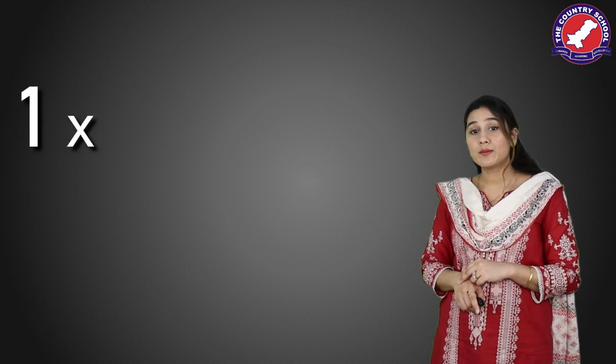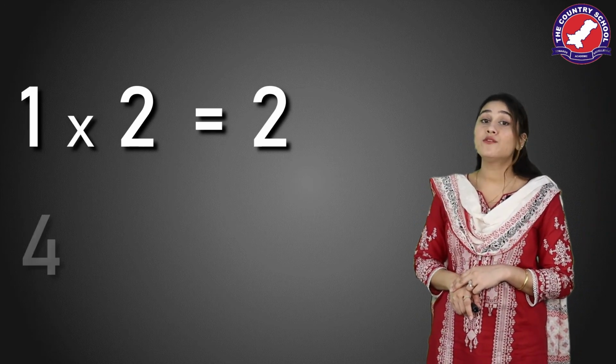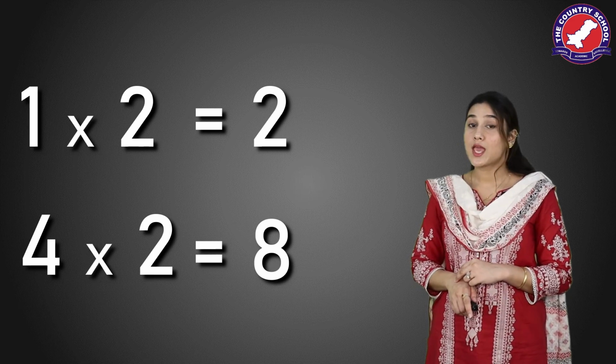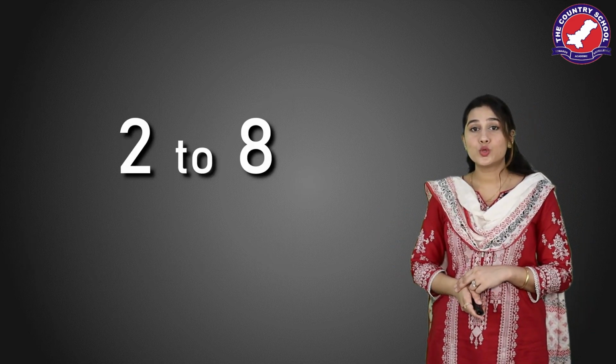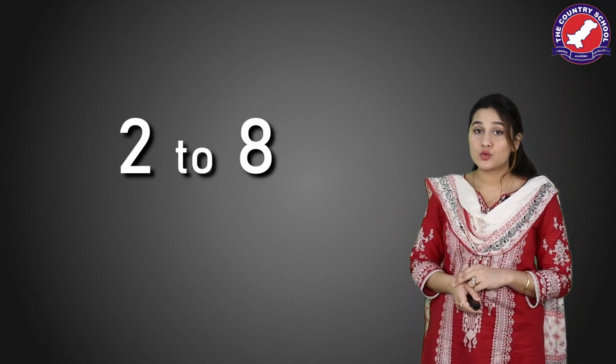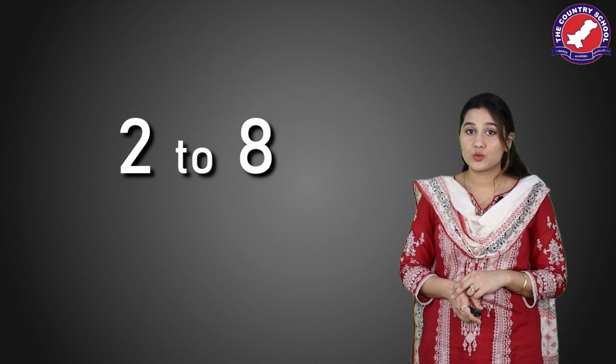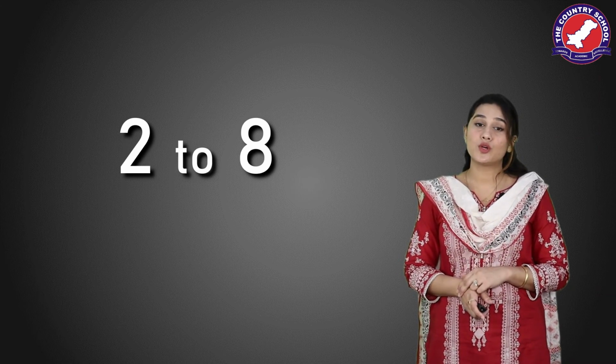Multiply the ratio with 2. 1 multiplied by 2 is 2 and 4 multiplied by 2 is 8. So what is the ratio? 2 to 8. This is the ratio of lemon juice and water we have to use to make 2 jugs of lemonade. Wasn't it easy?